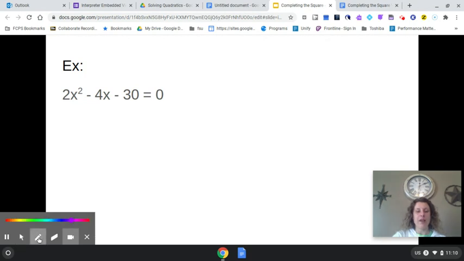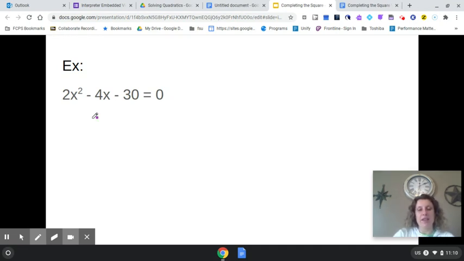Our first example says 2x squared minus 4x minus 30 equals 0. Our first step is to gather all x's on the left side and all constants on the right. So we see both x terms are already on the left side of the equation, but this minus 30, we want to move to the right side. So we're going to add 30 to both sides of the equation so that it moves that constant to the right. So we get 2x squared minus 4x equals 30.